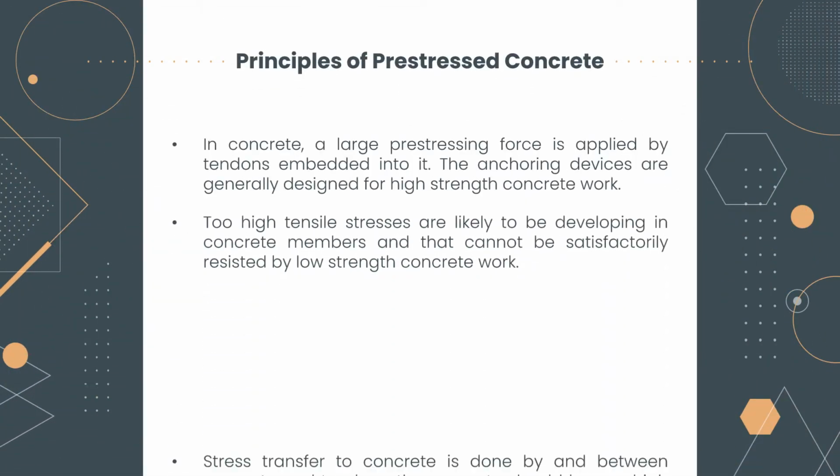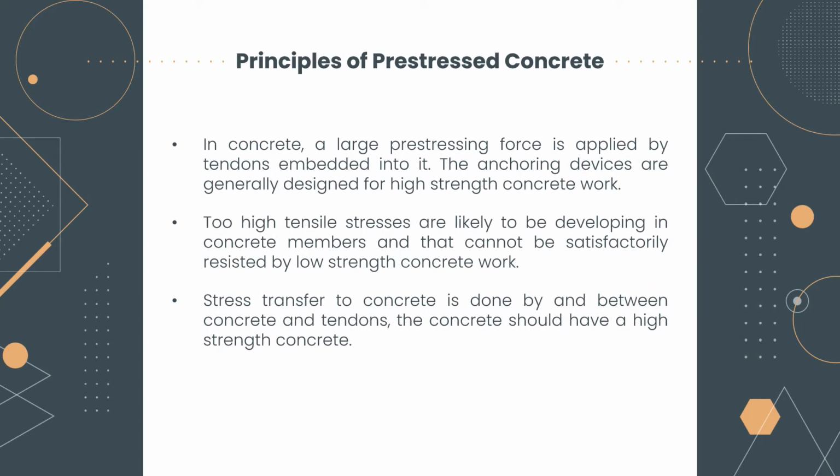Now, let's move on to principle of prestressed concrete. There are 5 principles of prestressed concrete. First, in concrete, a large prestressing force is applied by tendon embedded to it. The anchoring devices are generally designed for high-strength concrete work. Too high tensile stress are likely to be developing in concrete members, and that cannot be satisfactorily resisted by low-strength concrete work. Stress transfer to concrete is done by and between concrete and tendons. The concrete should have a high strength concrete.